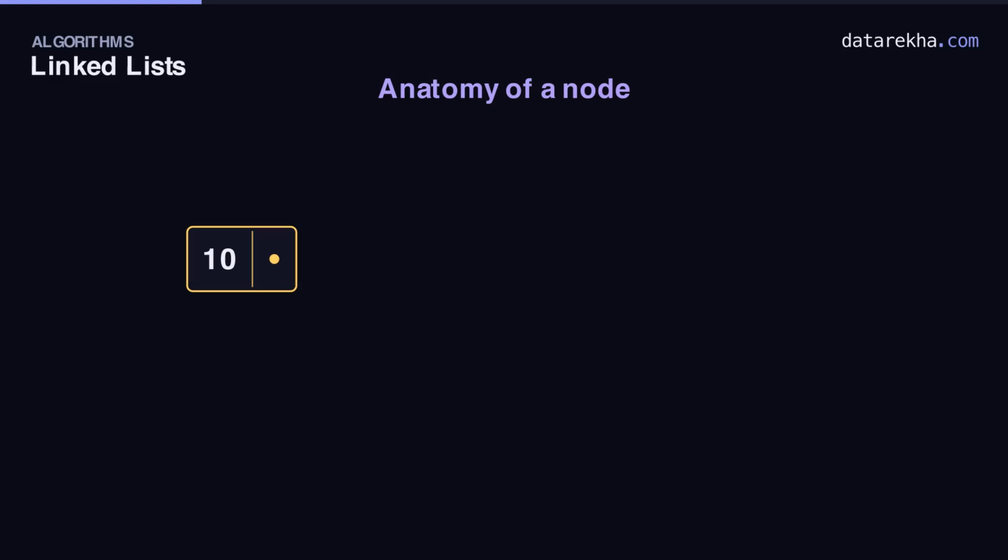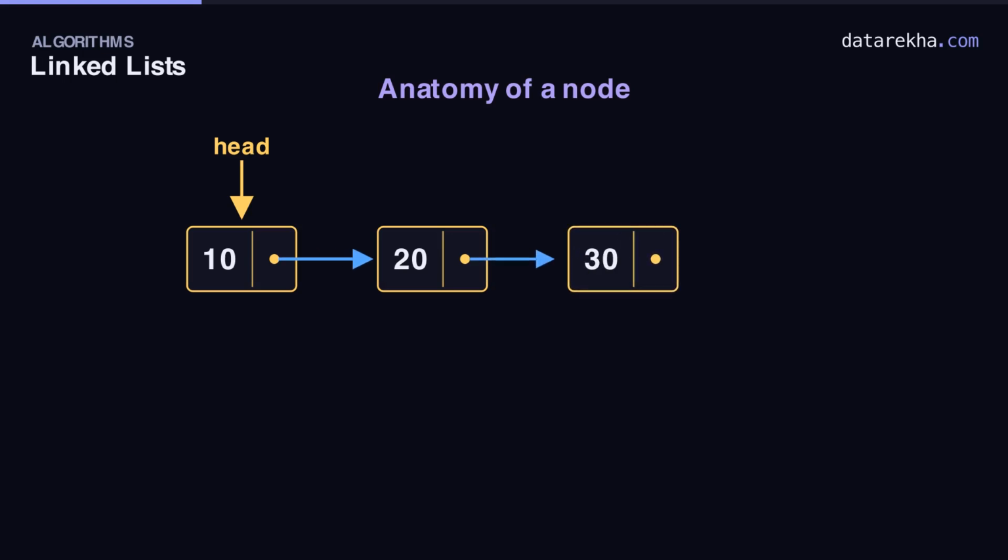Now let's chain a few together. We always keep one special pointer called head. It marks the very first node. Place the first node, holding 10, and point head at it. Add a second node, 20. Aim the first node's next arrow straight at it. Then a third, 30. And again, wire the previous arrow across.